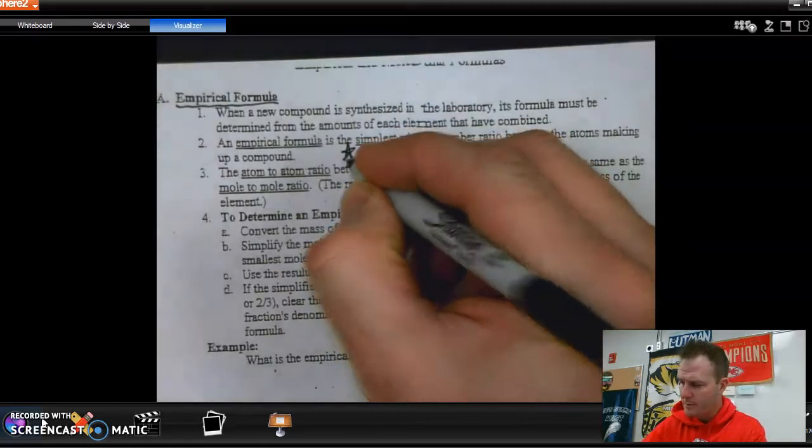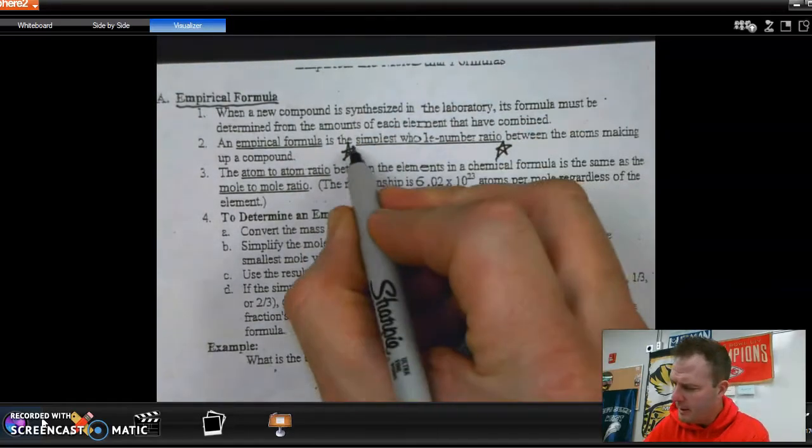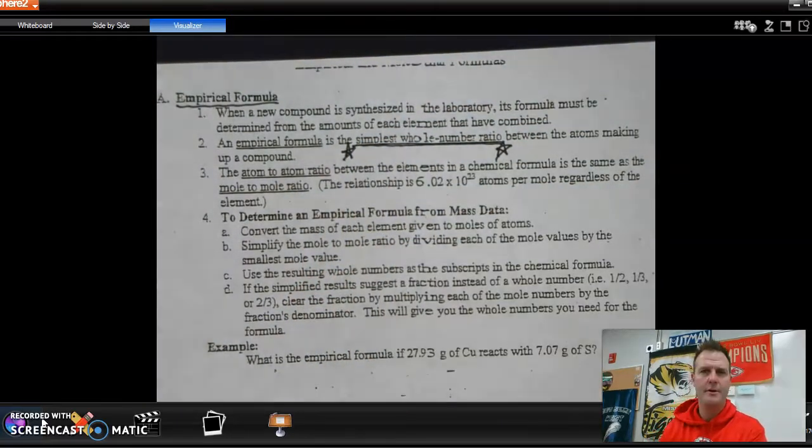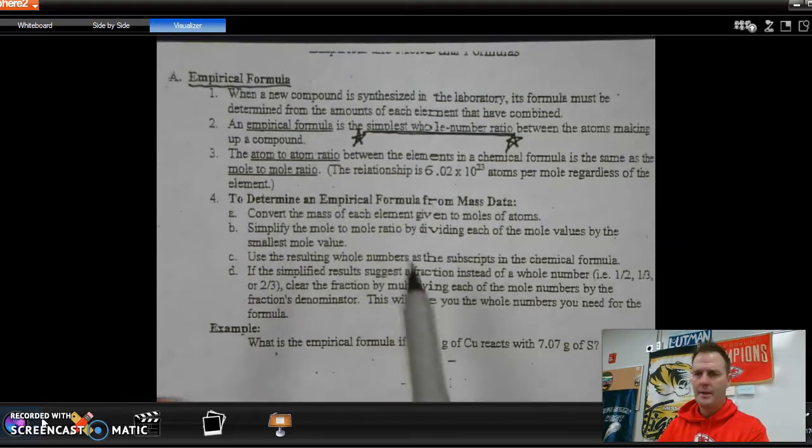So, folks, star it, underline it, do whatever you need to do. That's going to be a test question, quiz. Okay, simplest whole number ratio is what an empirical formula is.